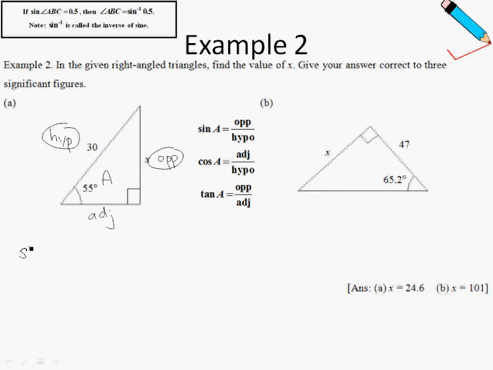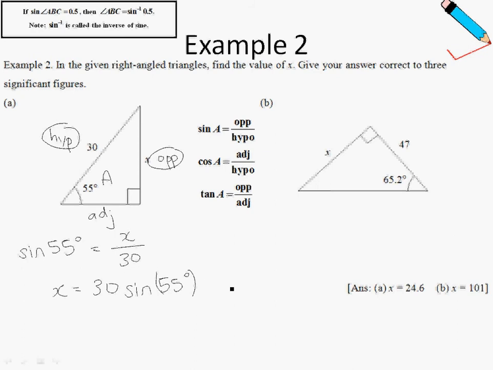So sine of angle A, which is 55 degrees, will be the opposite, which is my x, over the hypotenuse, which is 30. In order to find x, I will just solve this. Multiplying 30 over, I'll have 30 sine of 55 degrees.